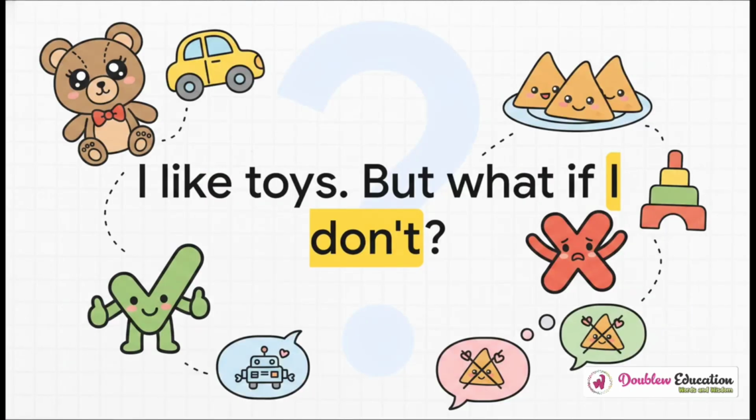So think about it. It's super easy to say what you like. You could say, I like toys. Or maybe, I love eating samosas. Easy. But what if you don't like them? How do you say that? How do you take that yes and turn it into a no? Well, that's exactly what we're going to figure out.